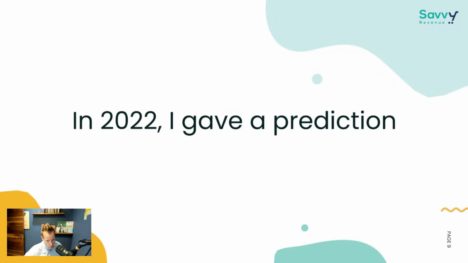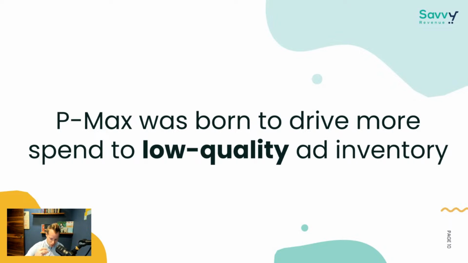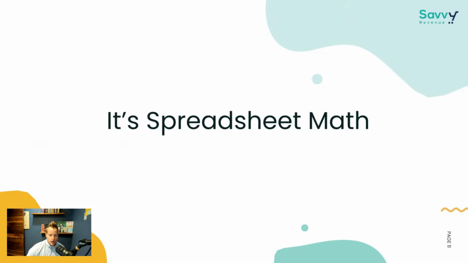In 2022, when PMax really came out, I gave a prediction. I said that PMax was made for Google to sell us this crappy ad inventory on YouTube, on display, all the things that we as marketers go out and say, let's not spend any time actually trying to do these things, and spend any time going into this low quality ad inventory.